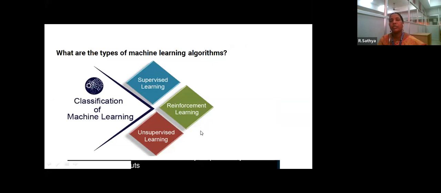And now we will go into the interesting topic of types of machine learning algorithms. What are the 3 types of machine learning algorithms we have?